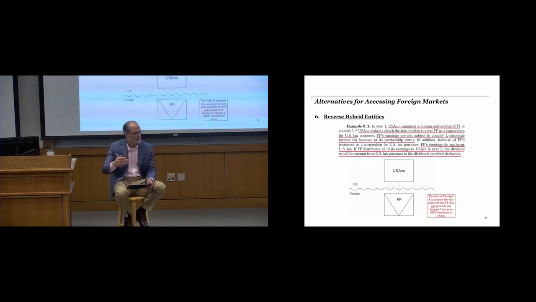So you have a distinction at this level as to who the foreign country thinks is the taxpayer. They think USA Co. is the taxpayer because it's the partner in the partnership. Right? And Sydney's going to tell us US treats it differently. In addition, because of FP's treatment as a corporation for U.S. tax purposes, FP's earnings do not incur U.S. tax. If FP distributes all of its earnings to USA Co. in year 5, the dividend would be exempt from U.S. tax pursuant to the dividends received deduction. And that's because we've made an election for this operation to be treated as a corporation.